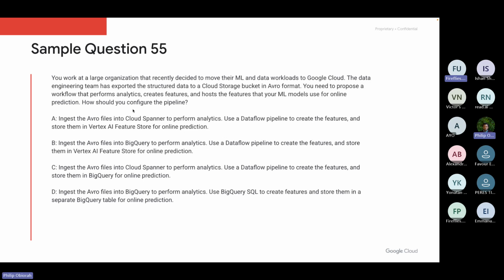So use this elimination method in your exam. When you see Cloud Spanner, you just know that you want to do analytics, it's an analytical workload, and Spanner is transactional. You just remove that option, and you're left with these two. Then you don't want to use BigQuery for online prediction. So you take out this, and the answer is B. Good. Any question at this point? Good, good, good. Let's proceed.